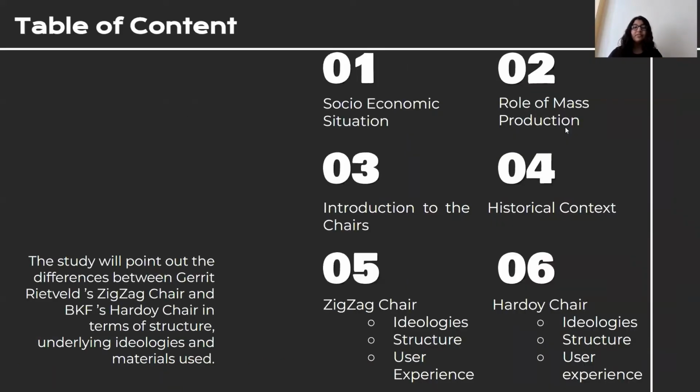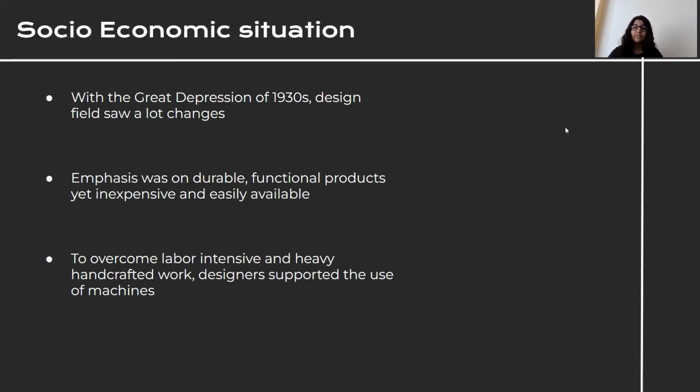The presentation will draw the differences between both chairs in terms of structure, underlying ideologies, and the material used. We will also give an overview of the historical context and the factors affecting the production of these chairs, along with the user experience involved. Beginning with the socio-economic situation, due to the Great Depression of the 1930s, no arena was left untouched by its negative effects.